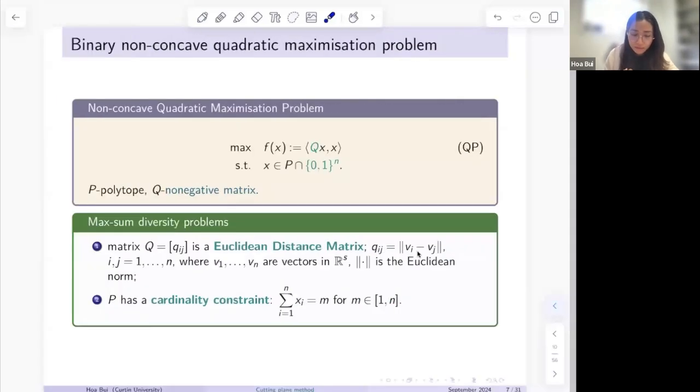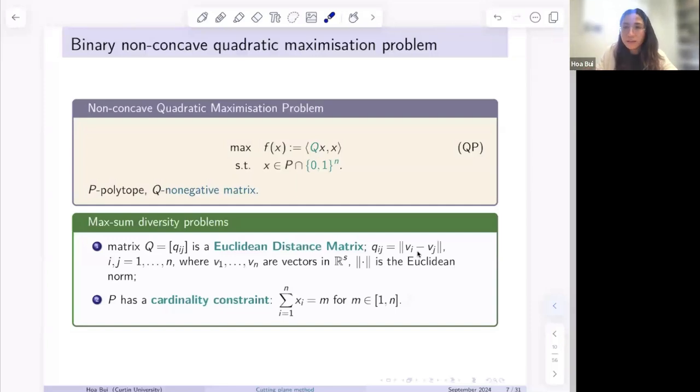For the maximum diversity problem, the matrix here is a distance matrix in a Euclidean space. For given n locations v1, ..., vn in a Euclidean space, the entry qij is the distance between your locations. And the problem that we considered previously also has the cardinality constraint.